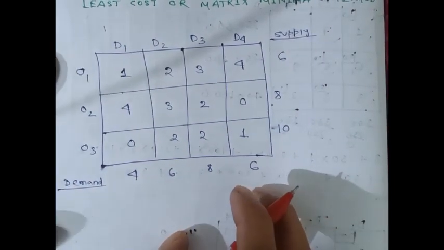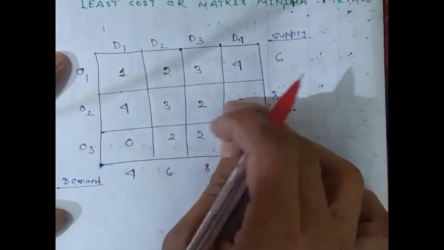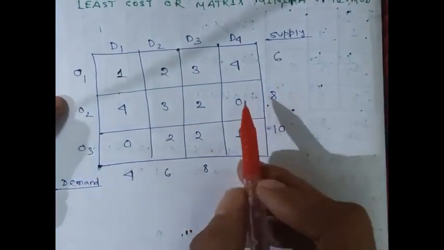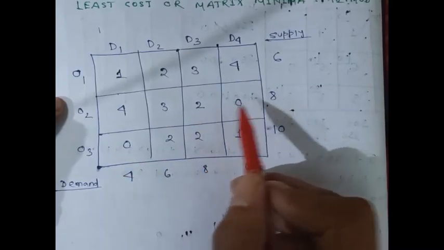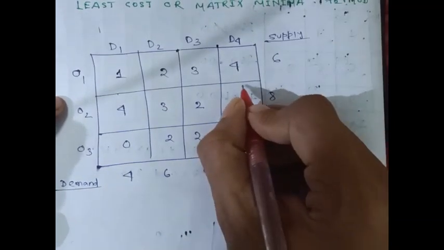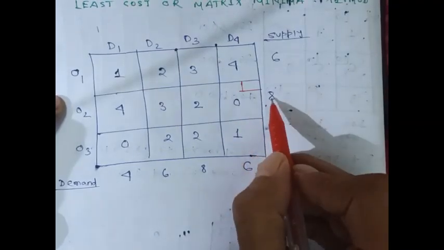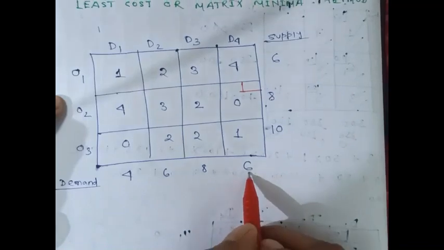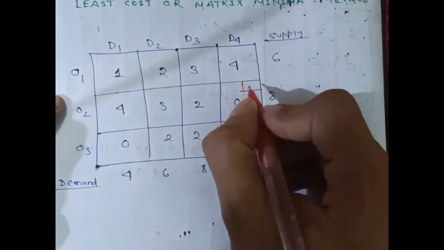From this given table we have to find the minimum value. We can see that 0 is the minimum. Here there are two zeros, so we can take any of these two zeros. Let's take this one. The supply is 8 and the demand is 6. In between 8 and 6, what is minimum? 6 is minimum, so we will take 6 here.